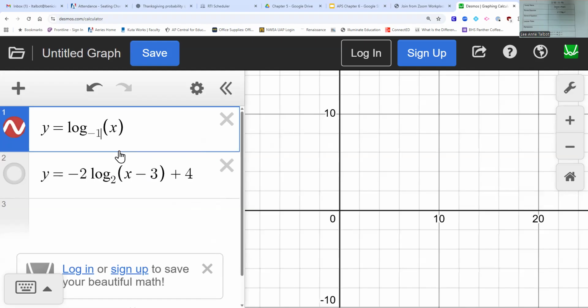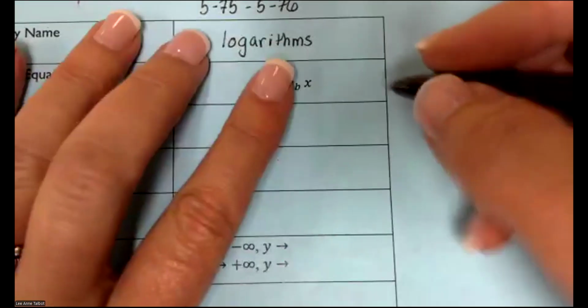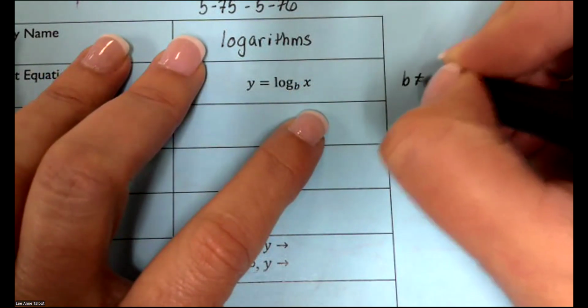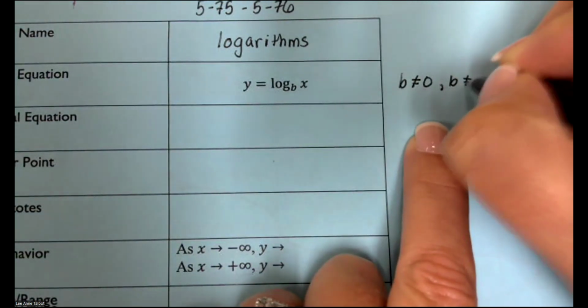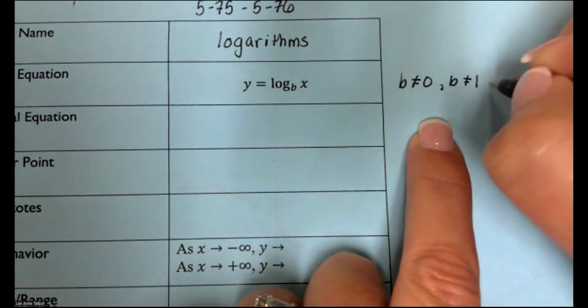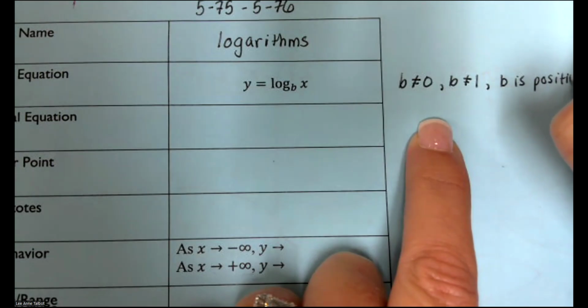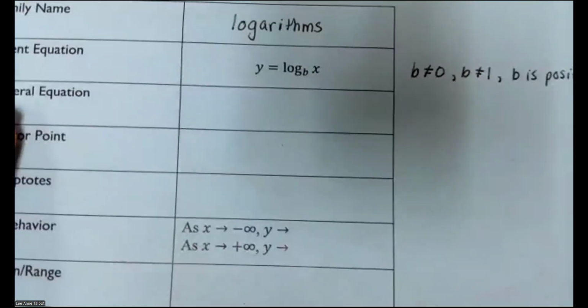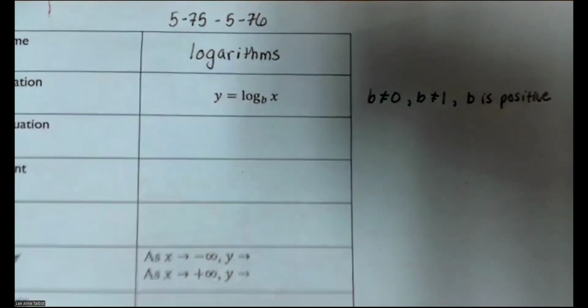You're not going to have negative bases. You're not going to have 0, and you're not going to have 1, which is great news. I know. That means that you get to use simple numbers for your logs. Okay, so we're going to put over here, B will not be 0. B will not be 1. And B is positive.